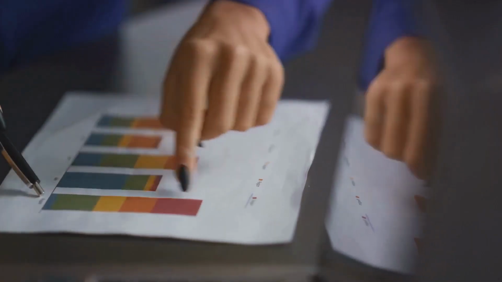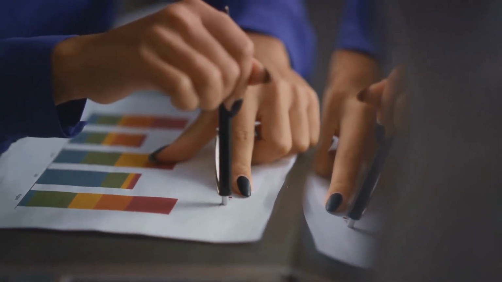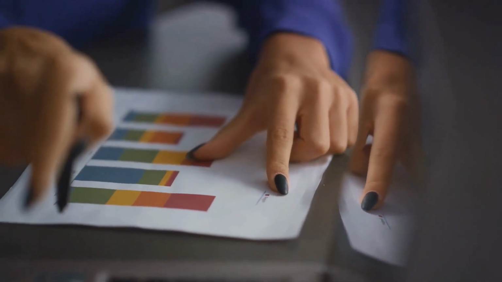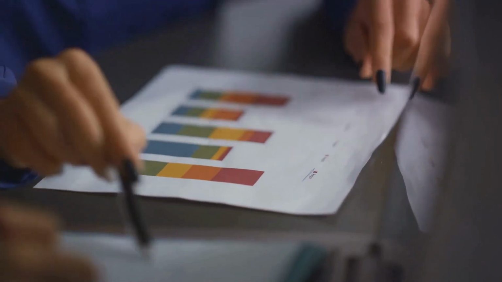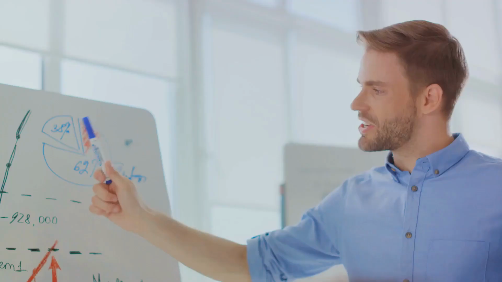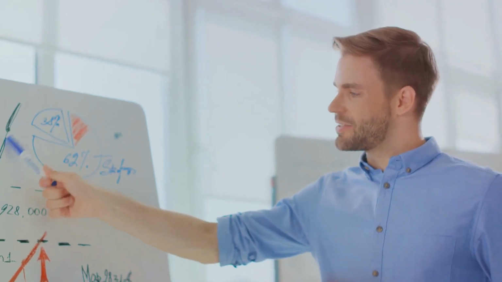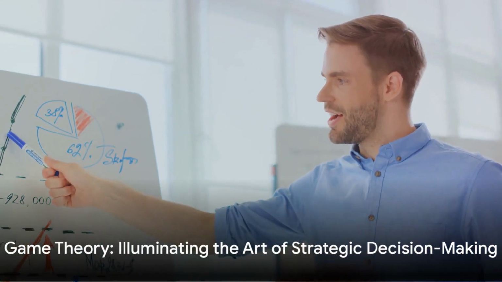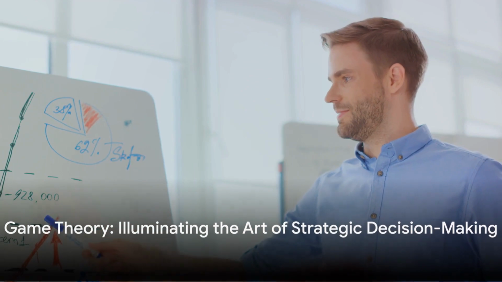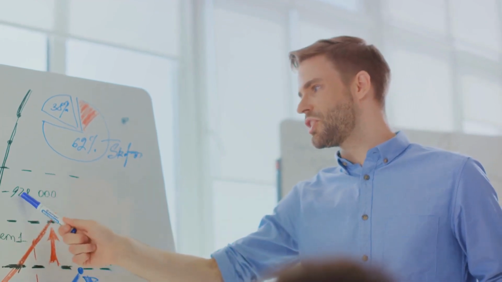decisions. So, if you've ever wondered why companies price their products a certain way, or why nations choose to cooperate on some issues and compete on others, or even why animals behave the way they do in the wild, the answers can often be found through the lens of game theory. Game theory is a lens through which we can better understand the art of strategic decision-making.